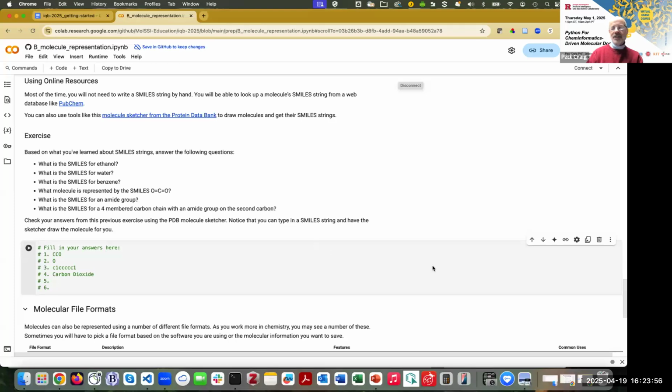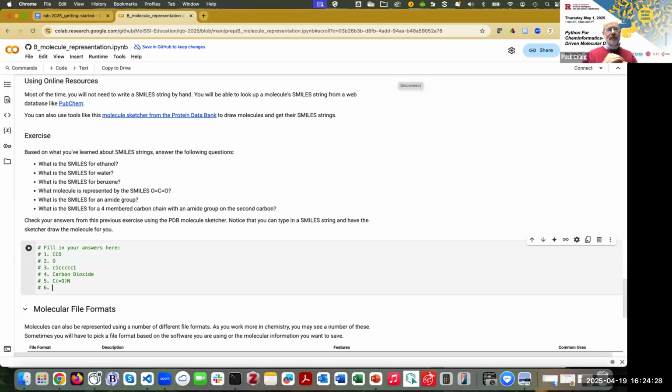Okay, the next question is, what's the SMILES string for an amide group? Now, an amide group is a C double bond O NH2. So what we do there is we have an uppercase C, and it's got a double bonded O, so an O branching off it in a double bond. So we put a parenthesis, an equal sign, and an O, and close the parenthesis, and then we put an N. Now notice we don't put the hydrogen in the SMILES string. SMILES strings don't require hydrogens. The programs are written to interpret that.